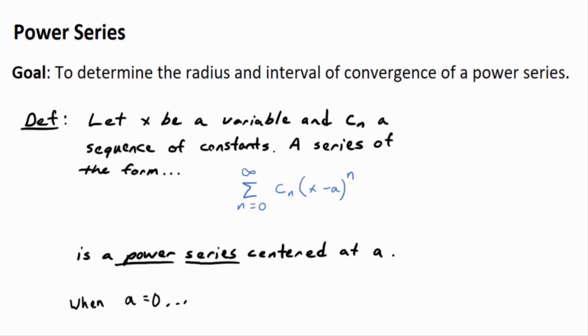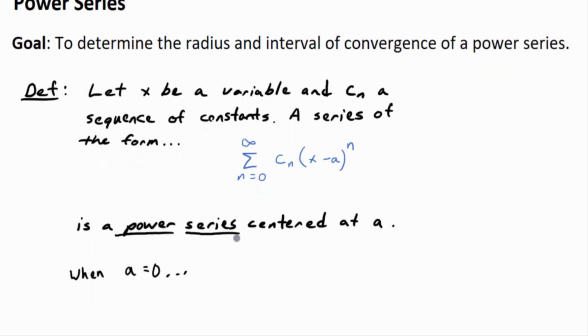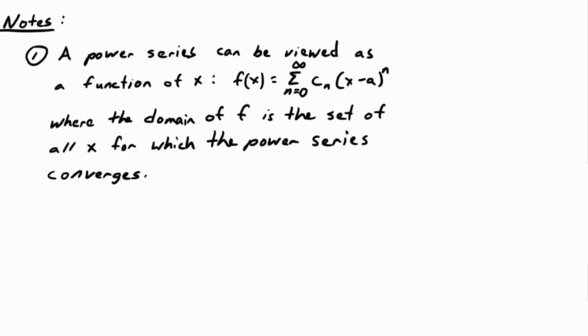And when a equals 0, which is often the case, this power series becomes the sum from n equals 0 to infinity, Cn x to the n. So if you write it out longhand, you get C1 x to the first power plus C2 x squared plus C3 x to the fourth plus C4 x to the fifth, and then plus dot dot dot. And you could write out the first version of it as well, except instead of x's, you have x minus a's.